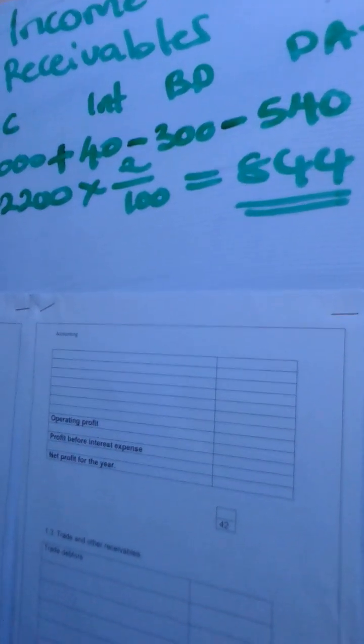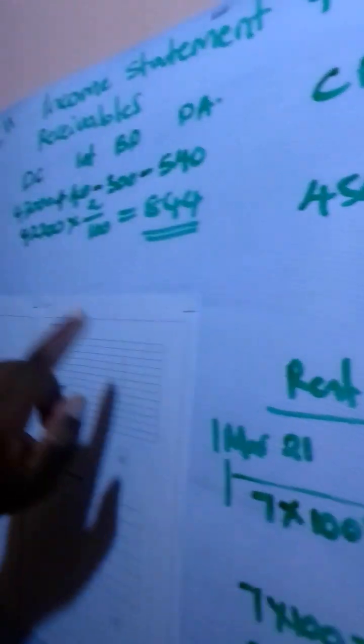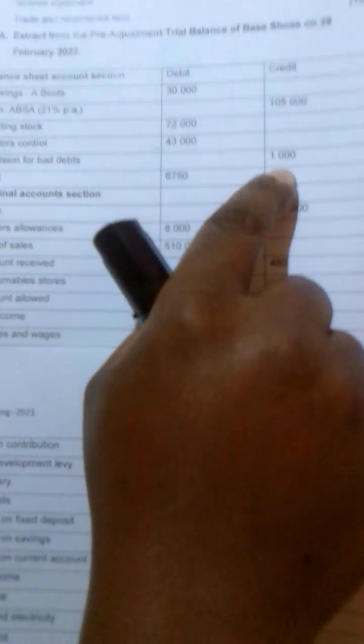Now we can safely multiply by the 2%, which is going to give us 844. So our new provision for bad debts is now 844. So what do we do in the income statement? We need the difference between the old provision for bad debts and the new provision for bad debts. Let's go back to our question. The provision for bad debts is given as 1,000. The new one is 844. We can safely say that our provision for bad debts has decreased. And the decrease in provision for bad debts is income. That's why I recorded it here.